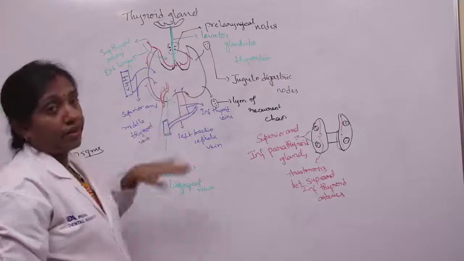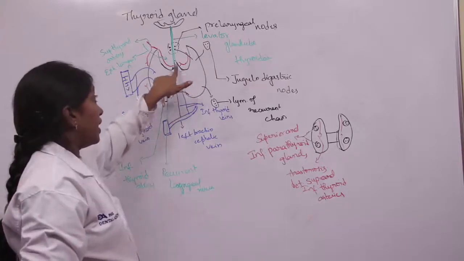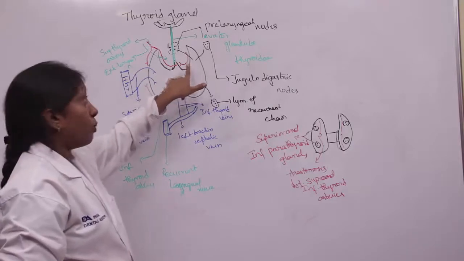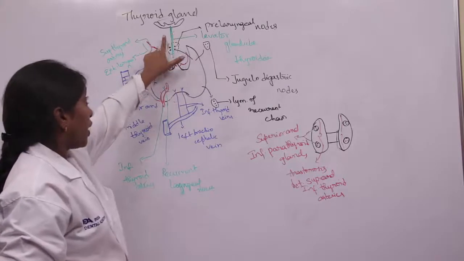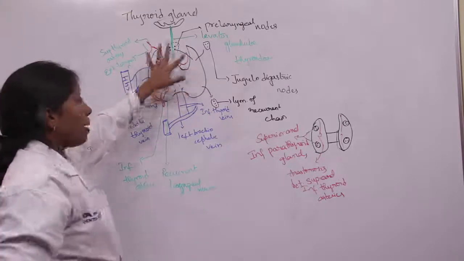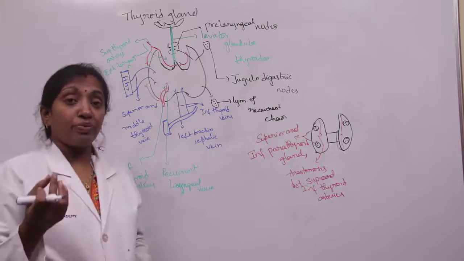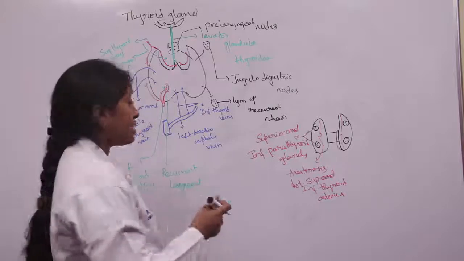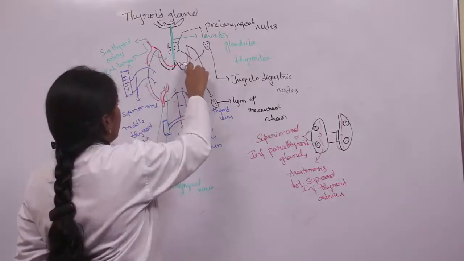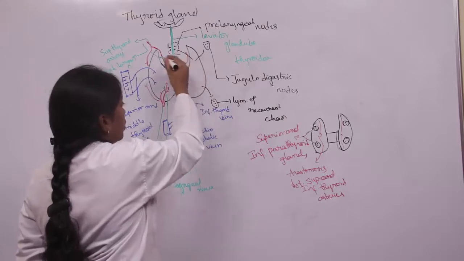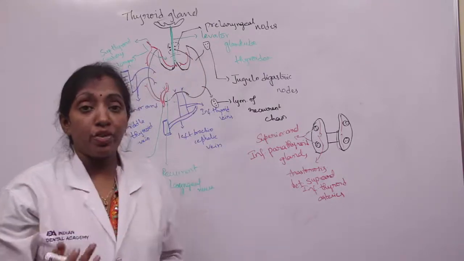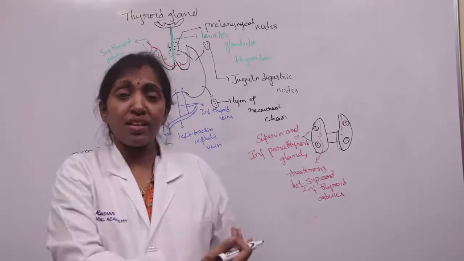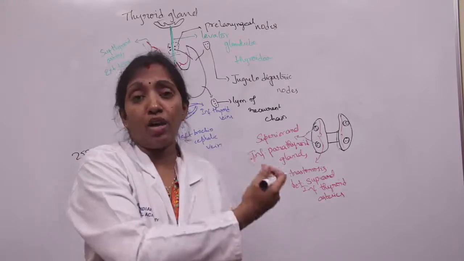The anterior layer of the pretracheal fascia extends, thickened, from the medial surface of the lateral lobe of the thyroid gland to the thyroid cartilage and the cricoid cartilage, forming the ligament of Berry. So the anterior layer of the pretracheal fascia, that is the anterior layer of the false capsule, is thickened from the medial surface of the lateral lobe to the cricoid cartilage, forming the ligament of Berry. And the posterior layer is very thin, covering the posterior part of the thyroid gland, and it is continuous with the posterior fascia of the opposite side.